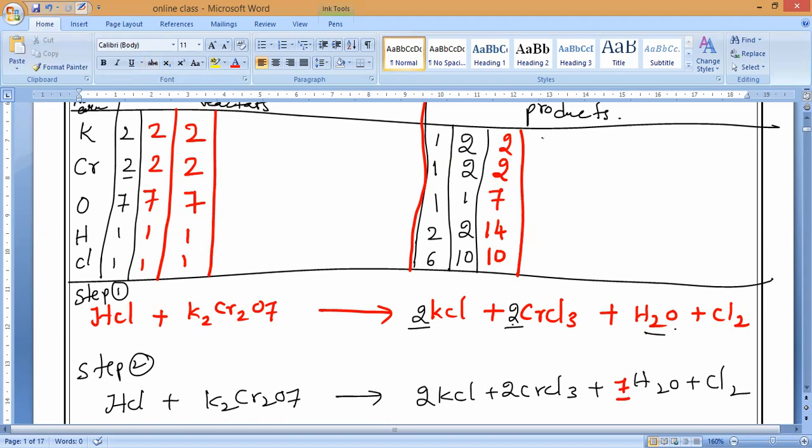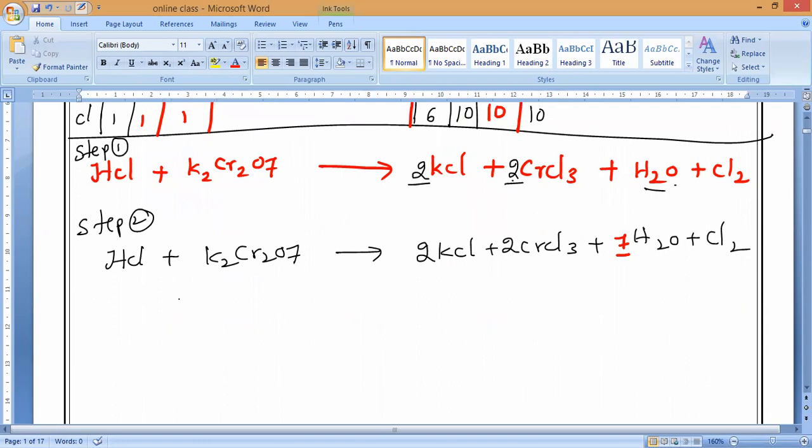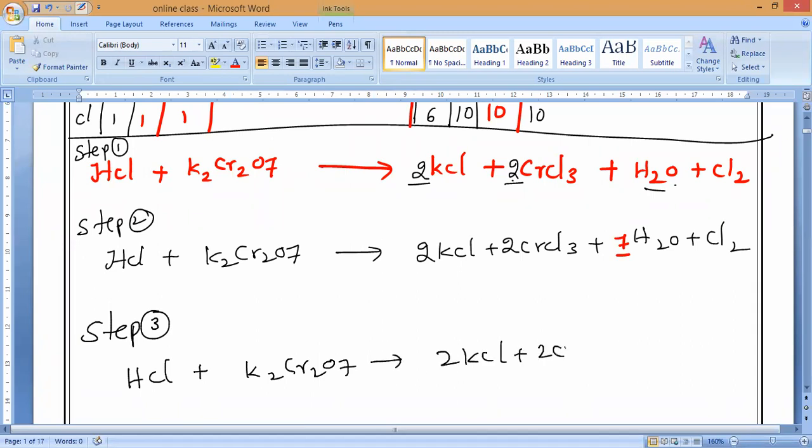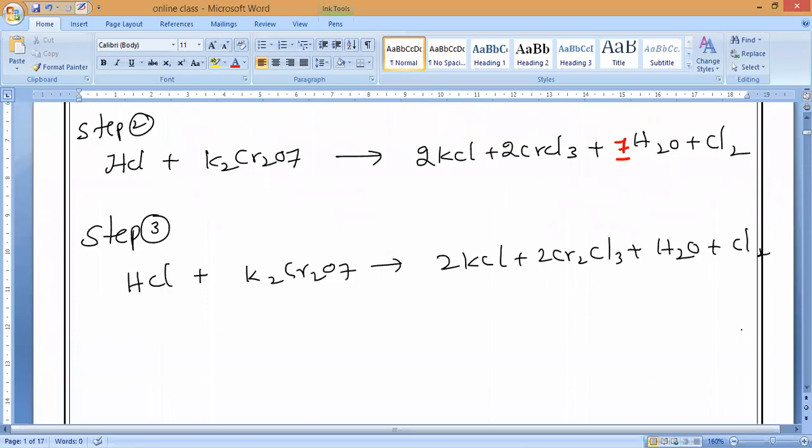So product side any change? No, sir. Product side no change. 2, 2, 7, 14. Now you tell me, 1 becomes 14. So which number we have to multiply? 14, sir. Understanding. So step 3. So HCl plus K2Cr2O7. You have to speak. 2 KCl plus 2 CrCl3 plus 7 H2O plus Cl2. Understand, everybody?